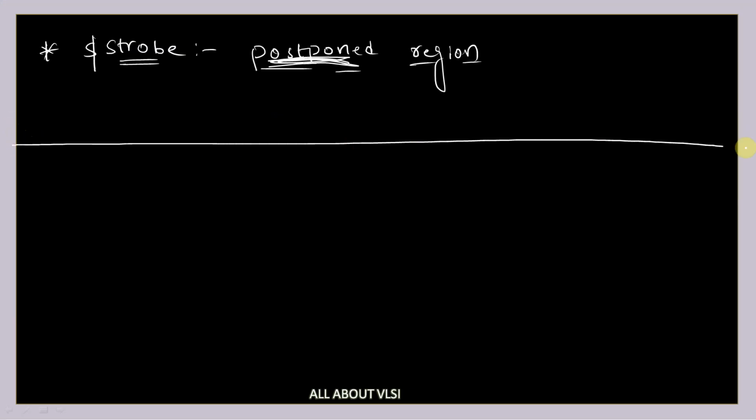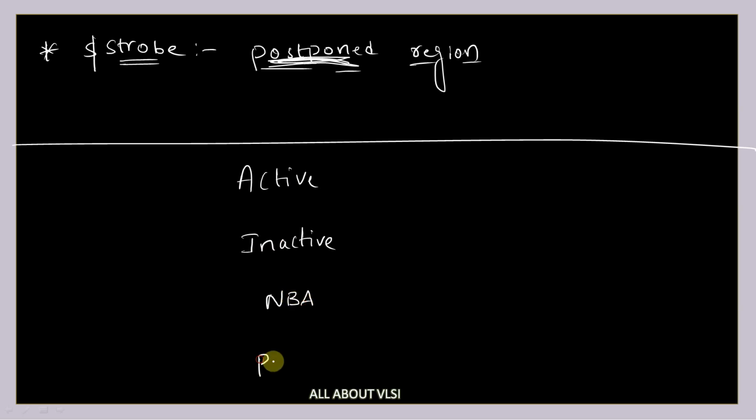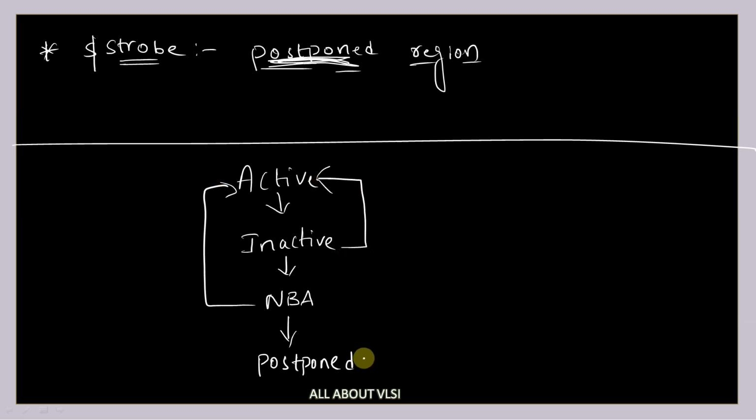Okay. Is it clear? So that was about your event scheduler and everything. Let me recap one more time. You are going to have active region, inactive, NBA, and postpone. The order is from active to inactive, inactive to NBA, NBA to postpone, and you can also go back to active, and you can also go back to inactive, and from here also you can go back to active.